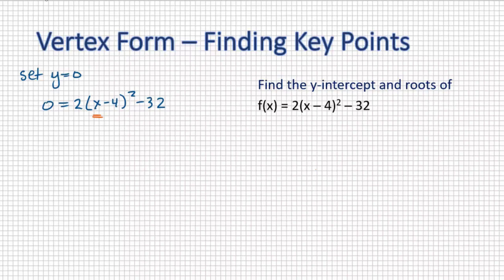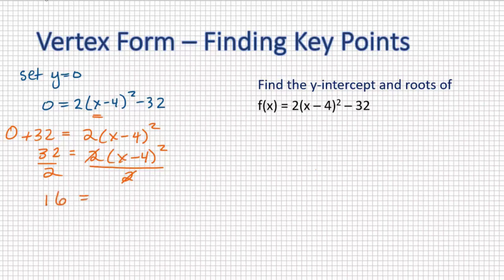So first we'll add 32 to both sides. So we have 0 plus 32 is equal to 2 times (x minus 4) all squared. Or just 32 is equal to 2 times (x minus 4) squared. To remove the 2 from the right-hand side, we can divide both sides by 2. 2 divided by 2 eliminates it from the right-hand side, and we're left with 16 on the left-hand side. So 16 is equal to (x minus 4) all squared.